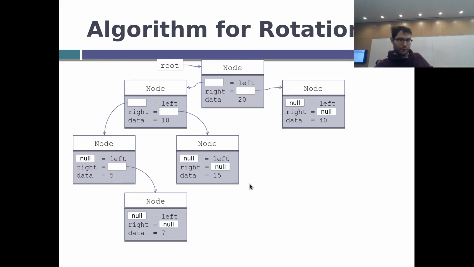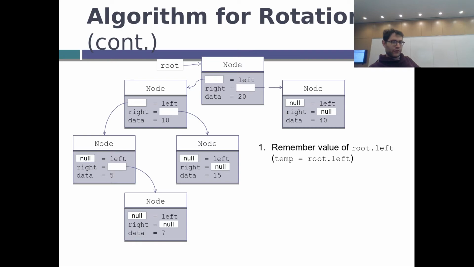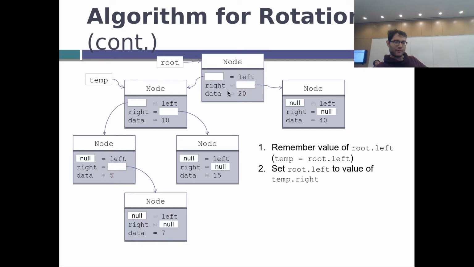But here's the algorithm for it, okay? So here's our node. Here's how this works. The first thing we do is remember the value of our left child, which is this one over here. So we set it as temp. Some other people call it pivot. I'm a big fan of calling it pivot. So we say temp is our left node. Pivot is our left subtree. Then we say root.left is equal to temp.right. So we adopt our pivot's right child as our left child.